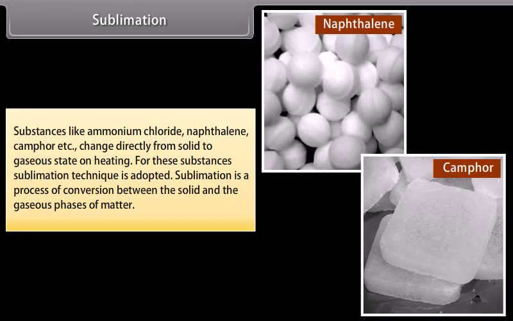Sublimation. Substances like ammonium chloride, naphthalene, camphor, etc. change directly from solid to gaseous state on heating. For these substances, the sublimation technique is adopted. Sublimation is the process of conversion between the solid and the gaseous phases of matter.